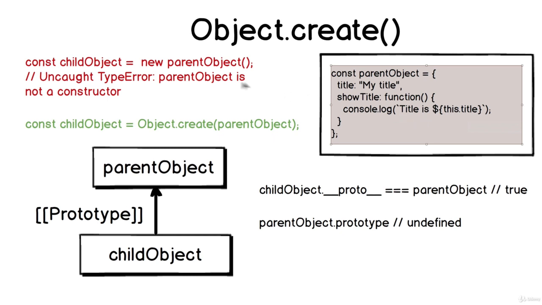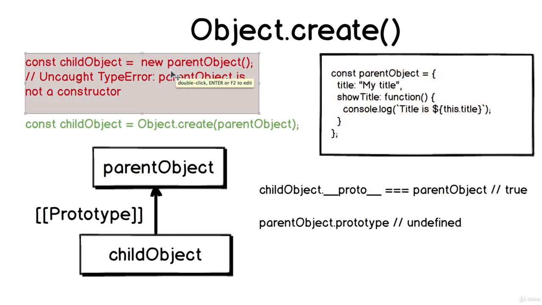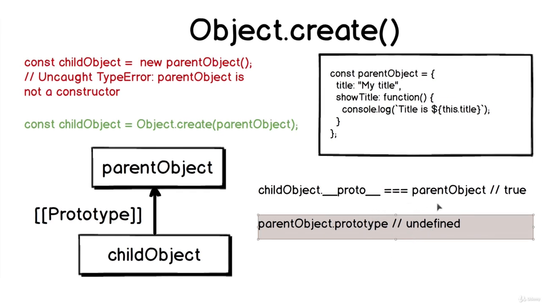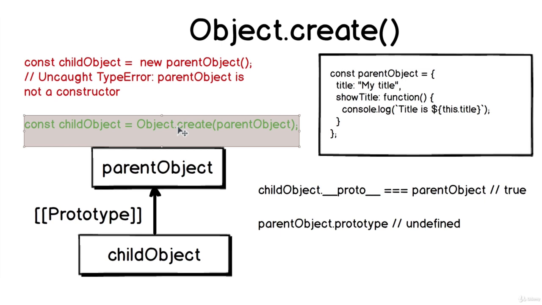Okay, if you would like to create a new object and its prototype should be the parent object, this one, you are not able to use such syntax as with function constructors. So you cannot use the new keyword and call this object like this, because this object is not a function constructor, and it doesn't have a prototype property. Here I have added this information: parentObject.prototype is undefined. But you can create a prototype chain using such syntax.